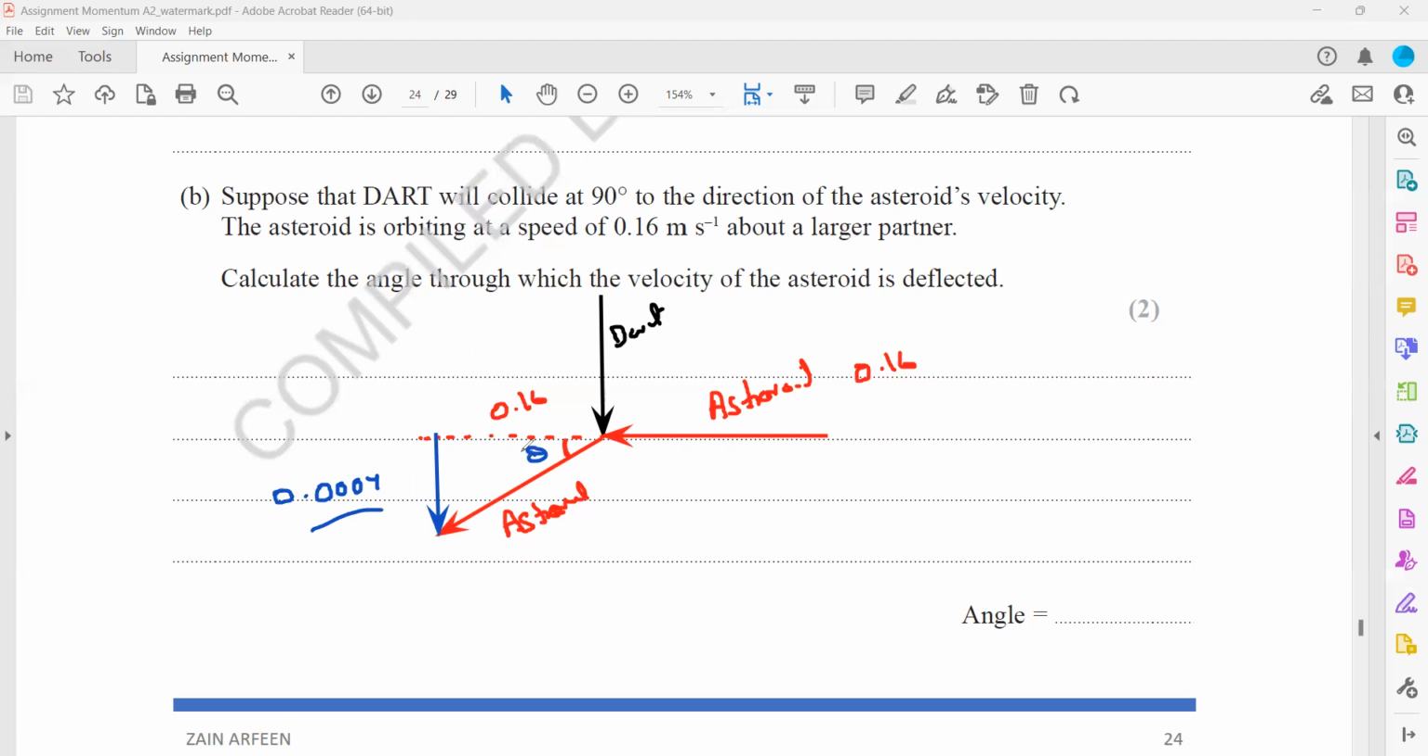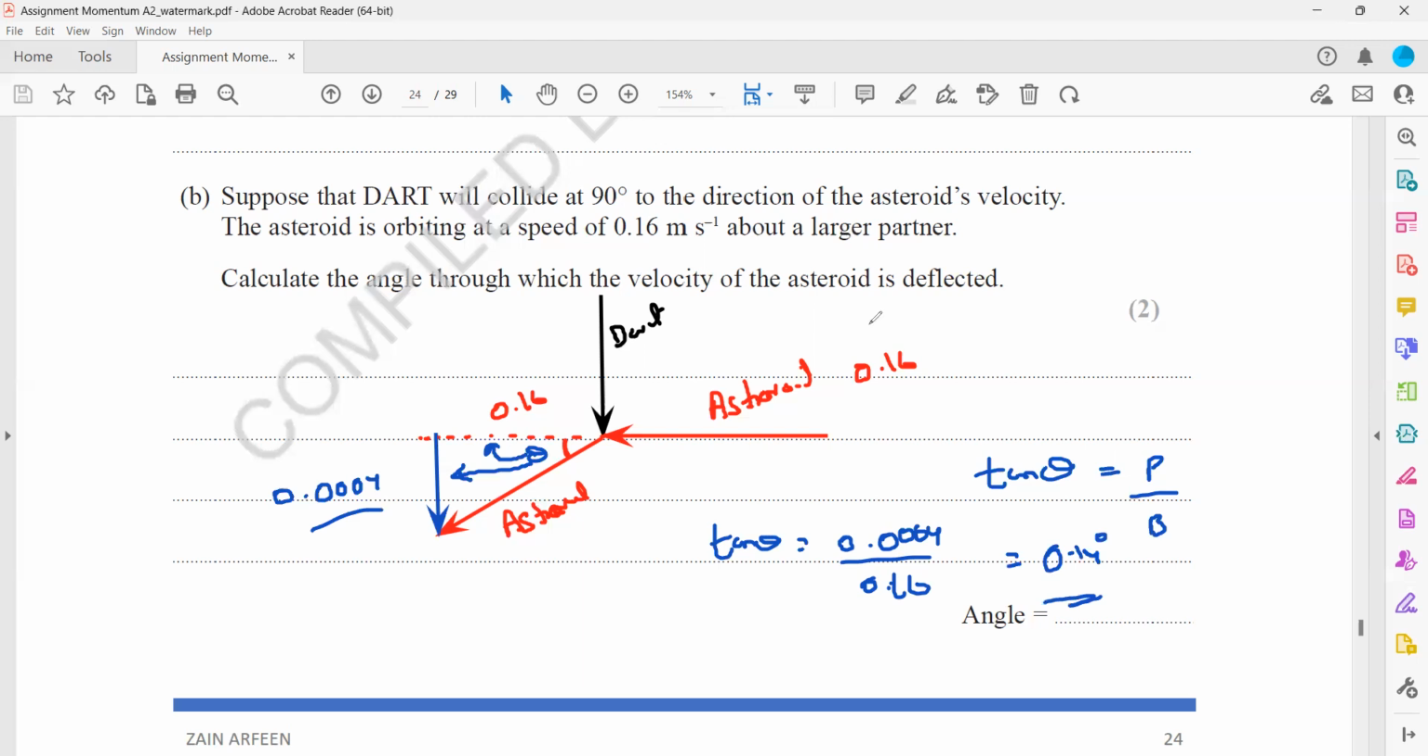With reference to this angle theta, we have a base and a perpendicular, so we can use tangent theta. Tangent theta is equal to perpendicular divided by base. So tangent theta is the perpendicular, which is 0.0004, divided by the base, which is 0.16. And theta is equal to tan inverse of the answer. So you will get approximately 0.14 degrees. There will be a change in the angle.